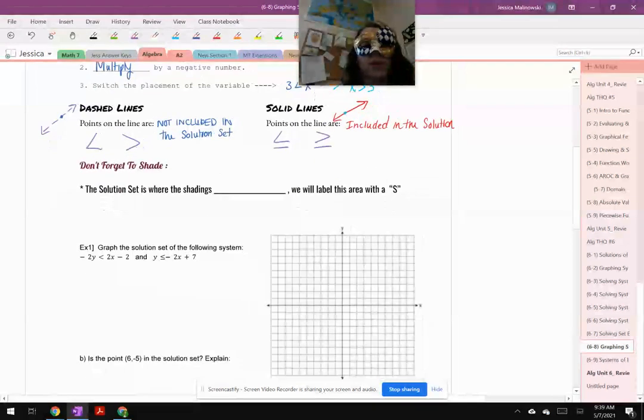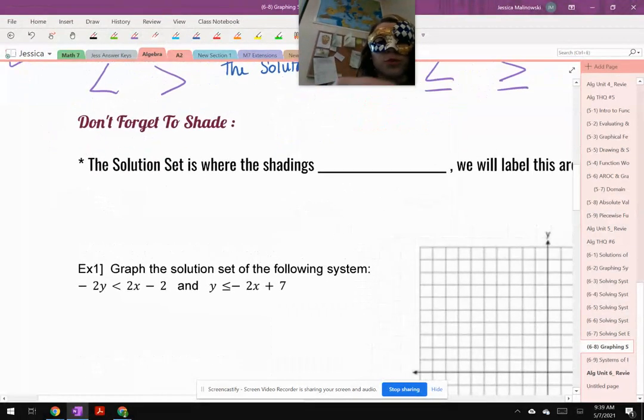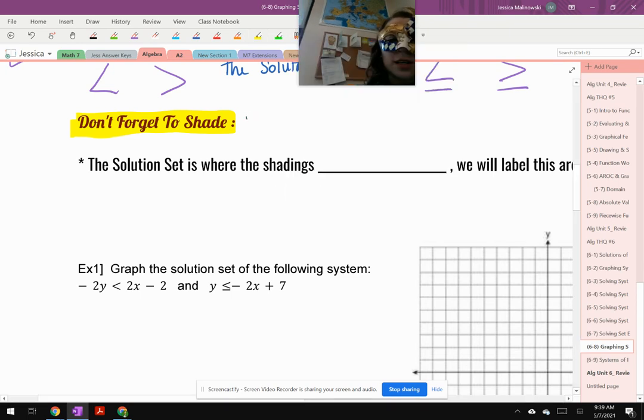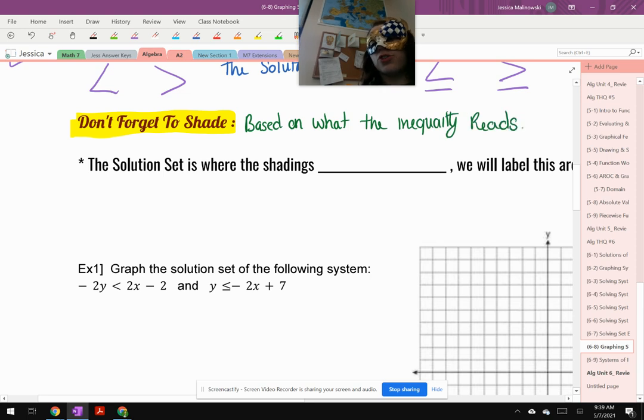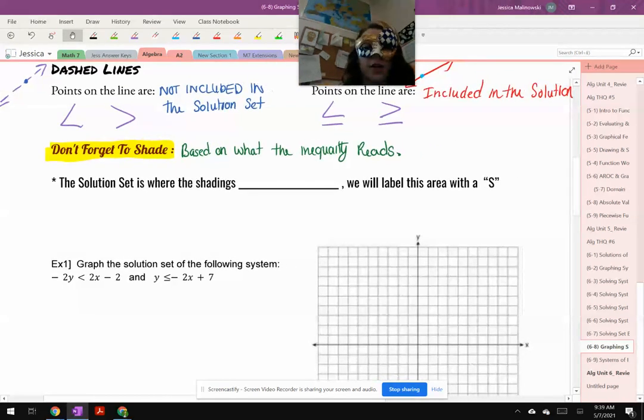Remember, don't forget to do your shading based on what the inequality reads. If it says less than, you want to be shading underneath it. If it's greater than, you want to be shading above.